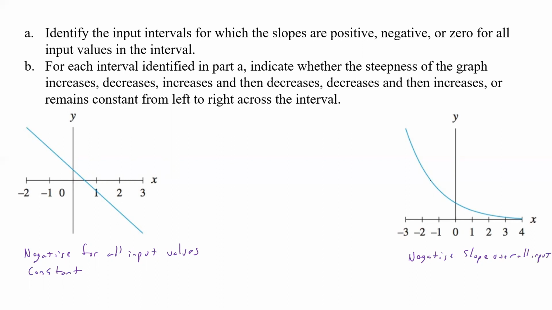So it's going to be over the whole input, it's going to be negative because if you draw a tangent and tangent and tangent, it's always going to be a negative slope. Now, does the steepness of the graph increase, decrease? So here, what's it look like? It's pretty steep here, and then not so steep here, and a little less steep here, a lot less steep here. Then the further over we get, I would say the steepness decreases as we go.